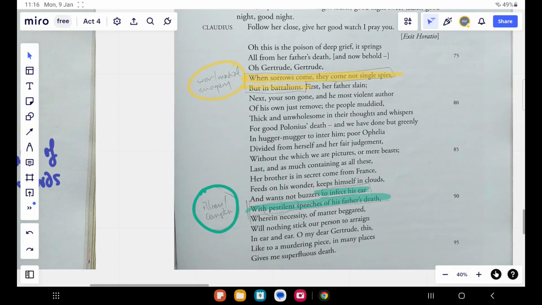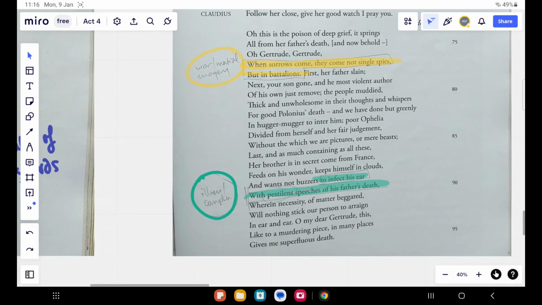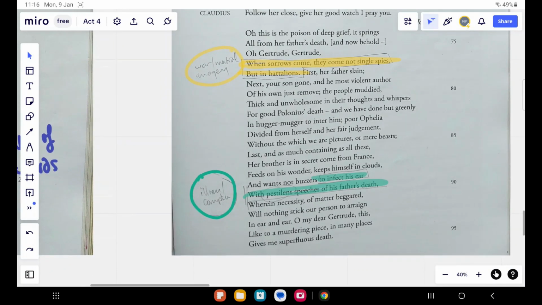Claudius starts to fear for his life, listing all the reasons why he's likely to be at risk from Polonius's death, and then mentions the brother Laertes coming back, feeds on his wonder, keeps himself in clouds. That cloud imagery there, interesting, because it reminds us of the clouds hanging around Hamlet when he speaks to him in Act 1, Scene 2.